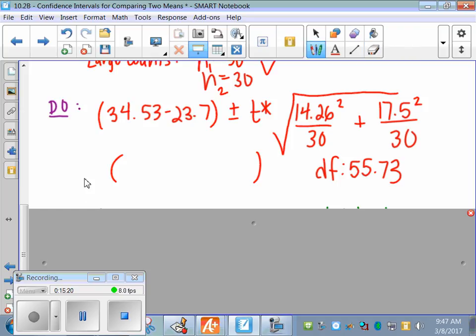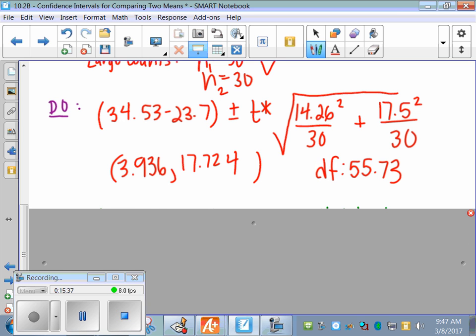So 3.936, did you guys get that? 13.724. And degrees of freedom is 55. Same. Okay. All right, good. Sorry, you guys didn't scroll all the way down.